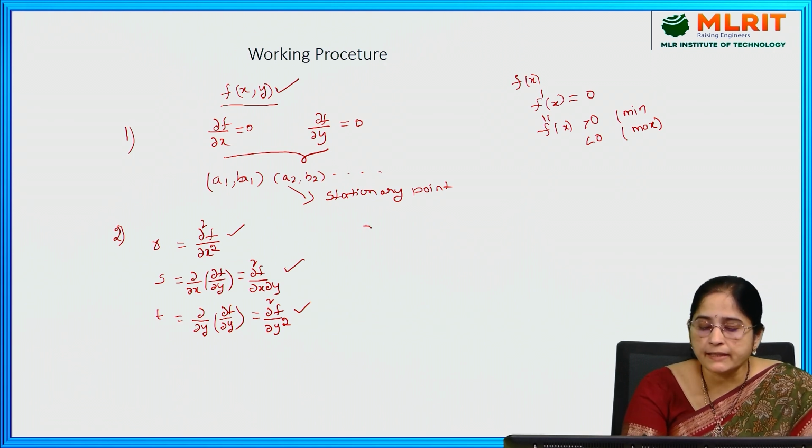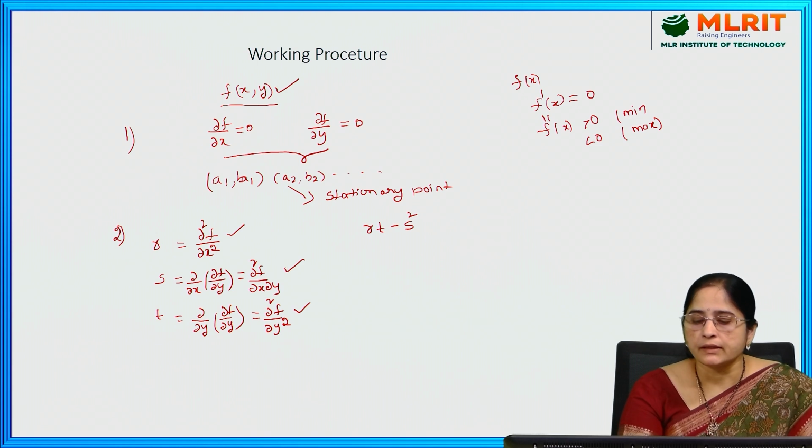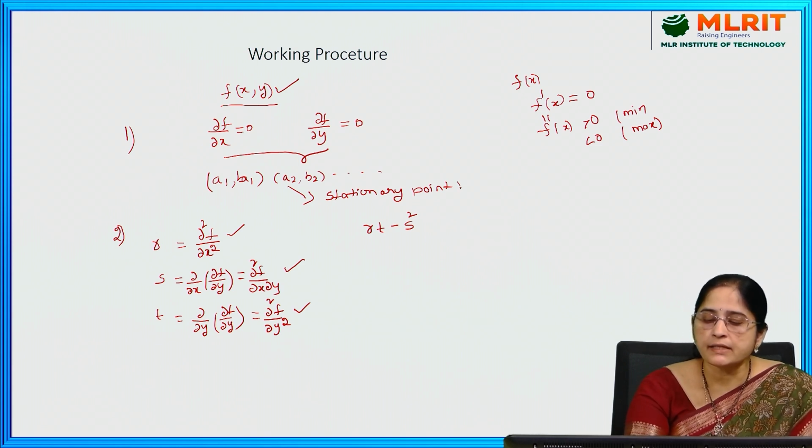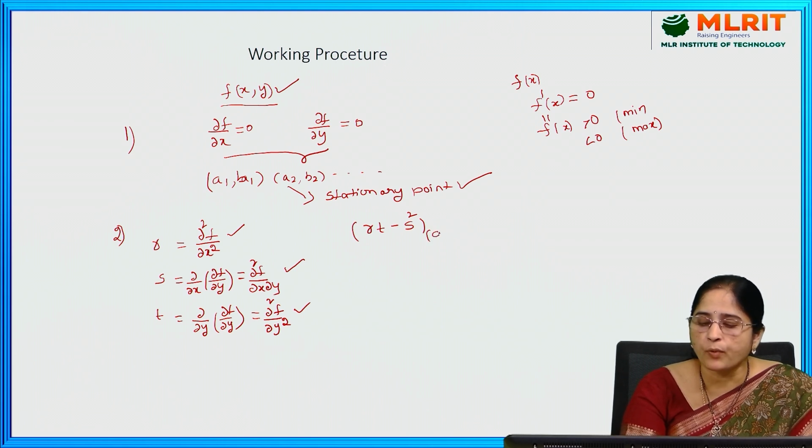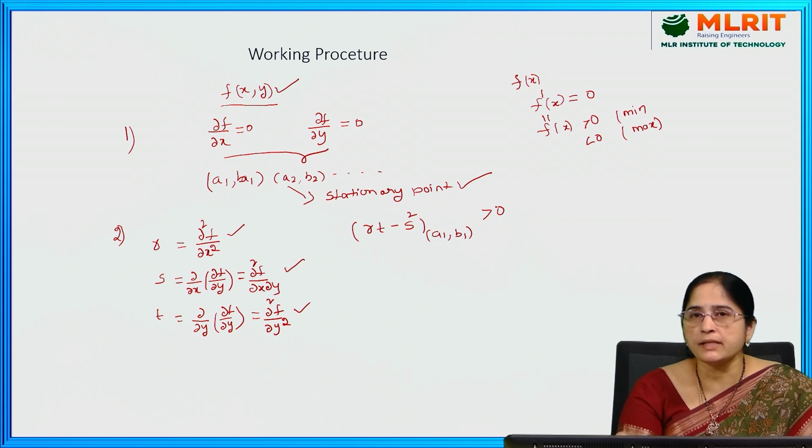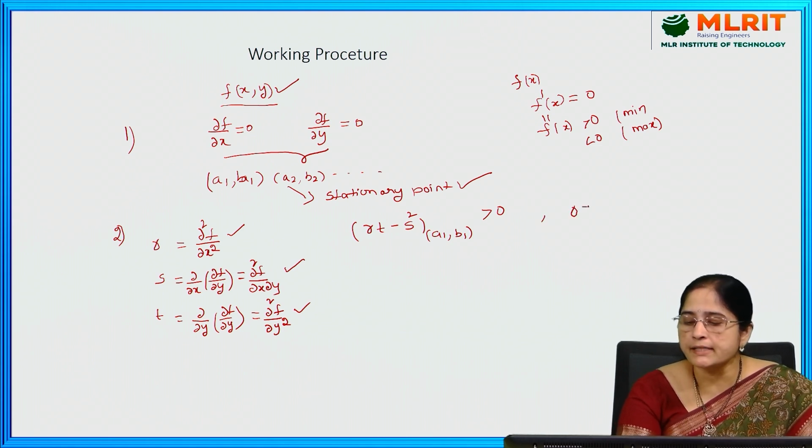Next calculate RT minus S square, at each and every stationary point. Suppose if you are calculating RT minus S square at the point A1 comma B1, if it is greater than 0, compulsory the function has either maximum or minimum. So, if it is greater than 0, next check out R. If R is greater than 0, we are getting the minimum value. If R is less than 0, we are getting the maximum value.